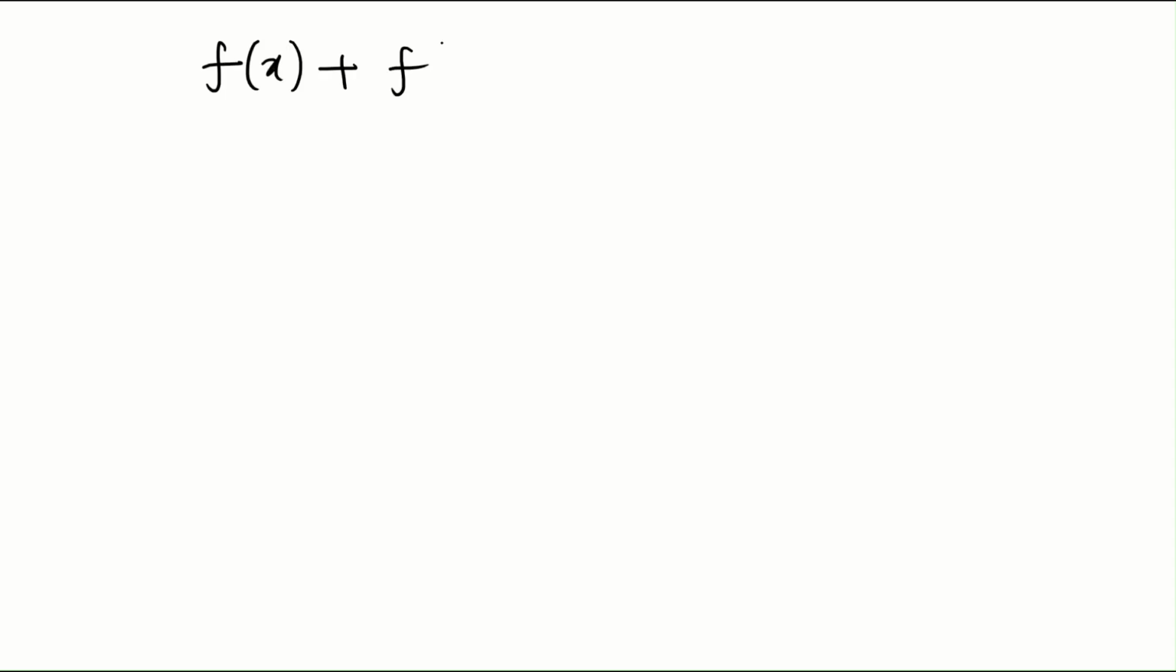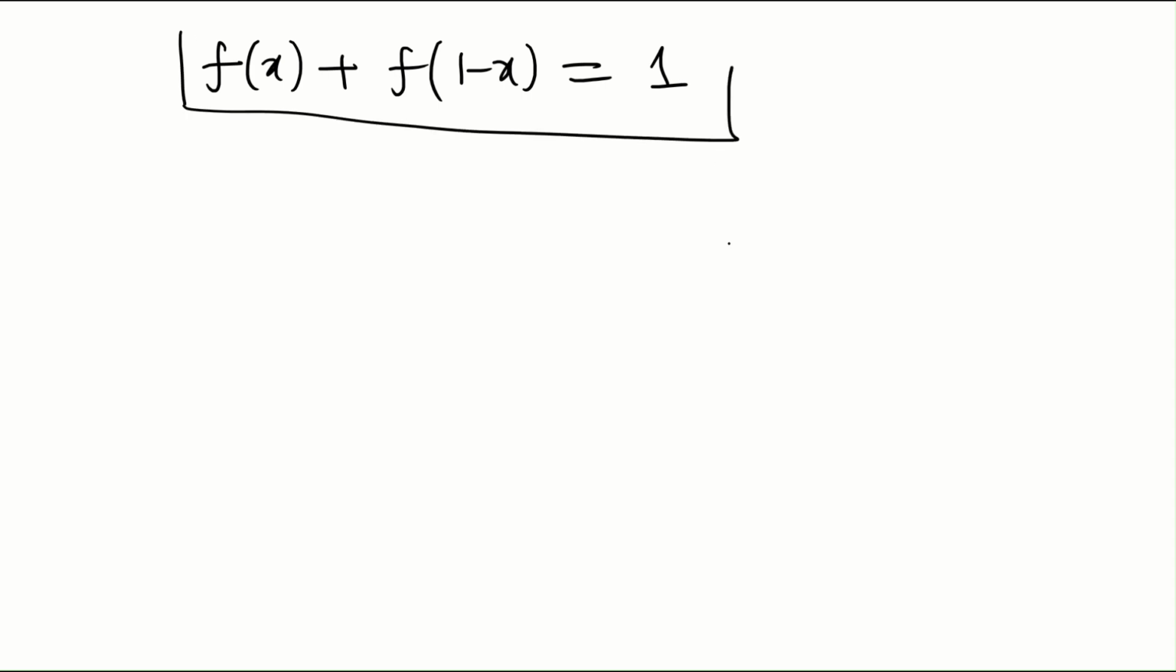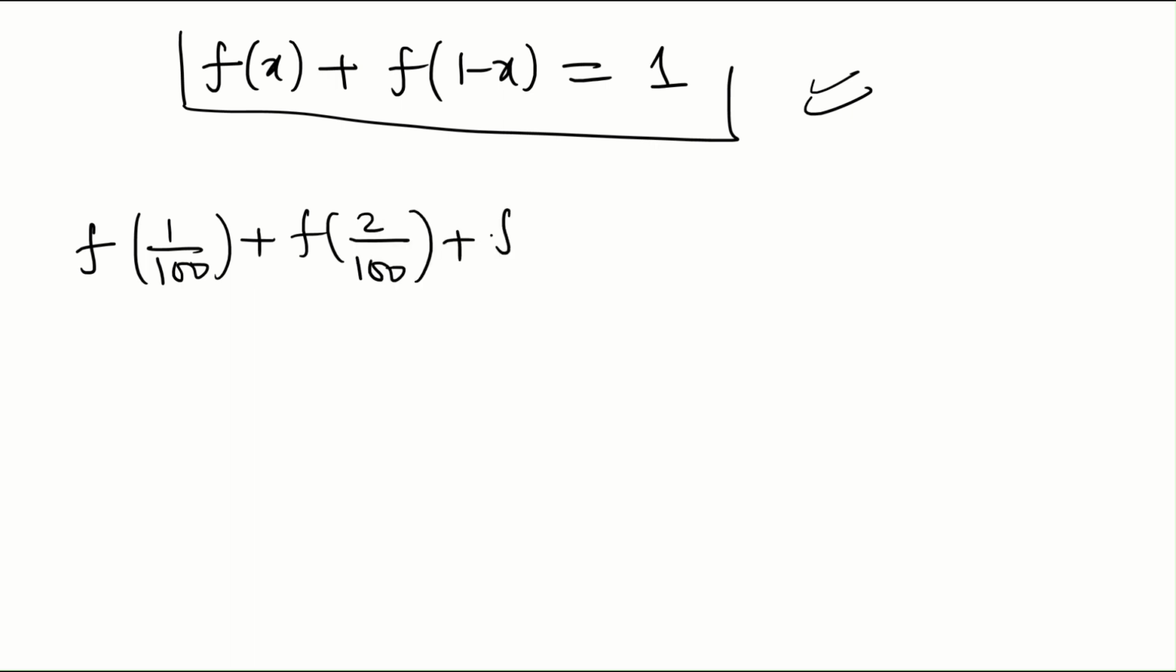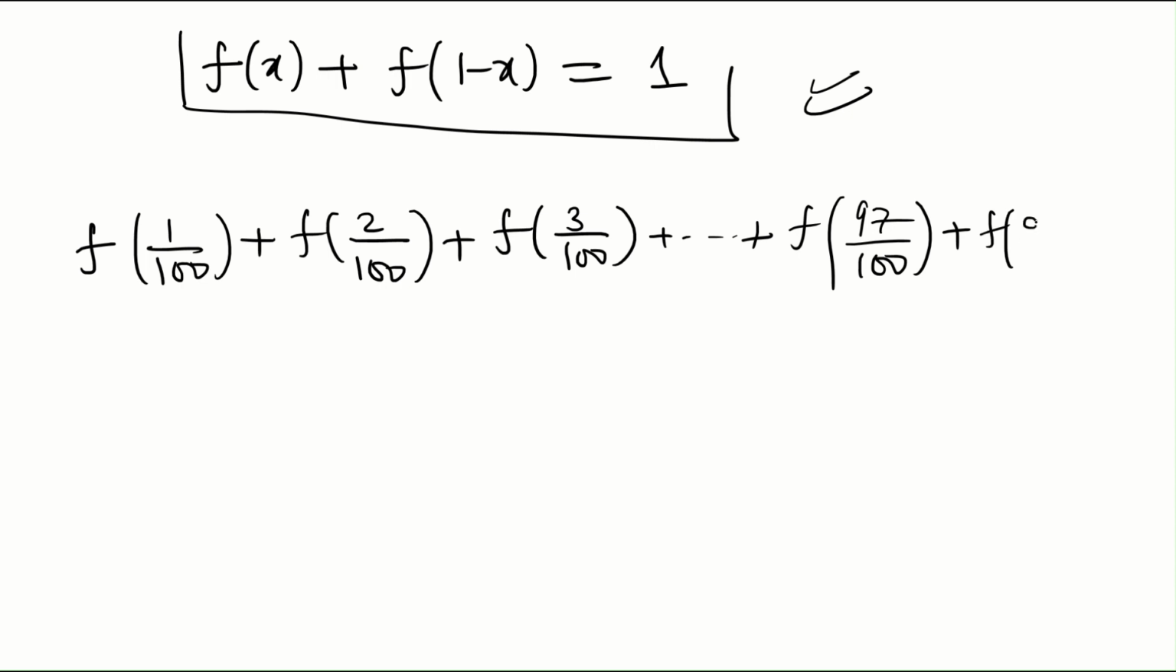And this is where the real magic happens. After this, the problem is really easy to solve. This is the result that we are going to use. And now let's analyze the expression that we were supposed to evaluate. f of 1 over 100 plus f of 2 over 100, and the next term would be f of 3 over 100. And similarly, we have a lot of terms in between. I'm directly writing the last three terms: f of 97 over 100 plus f of 98 over 100 and f of 99 over 100. These are the 99 terms that we have.